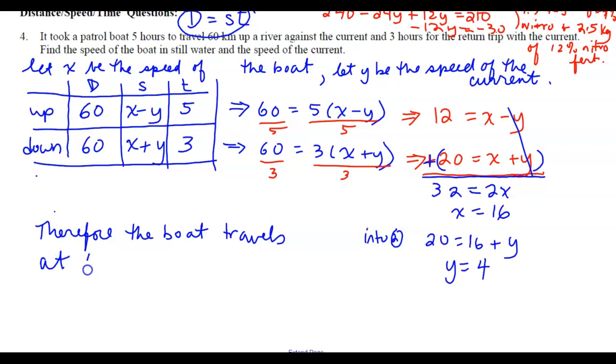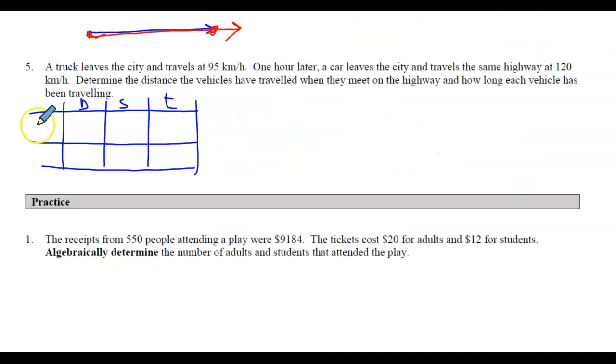Okay, so we're just going to set up question 5, and you're going to solve it on your own later, because we do need to go through a little bit of the next to summarize the types of systems. So my two situations are a truck and a car. It says to determine the distance the vehicles have traveled when they meet on the highway and how long each vehicle has been traveling.